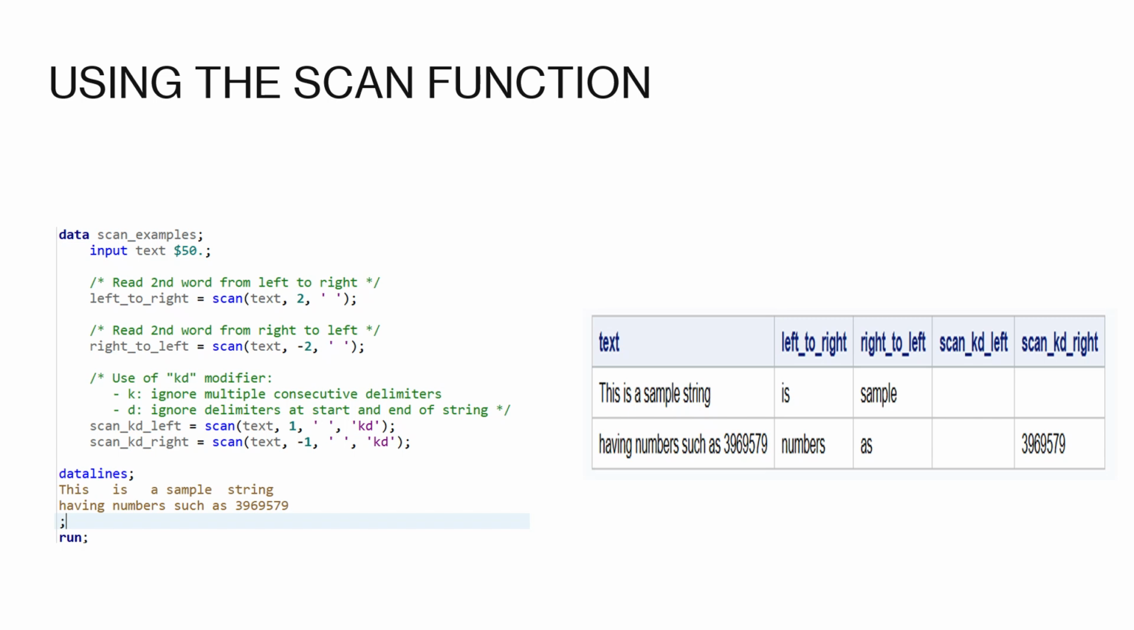digit string which is extracted from the whole string, whereas the scan_kd_left variable is coming as missing, because again here we are reading the first occurrence of the text string after the space delimiter. So in this way, you can use the scan function in your data set as per your requirement and do the data manipulation.